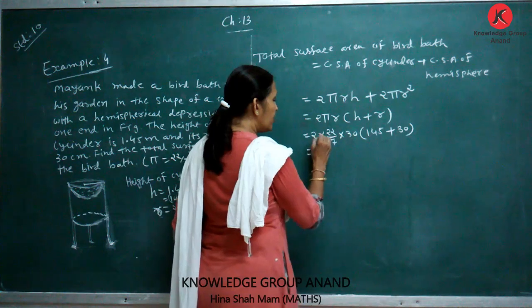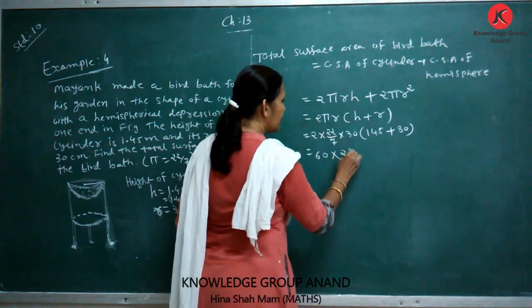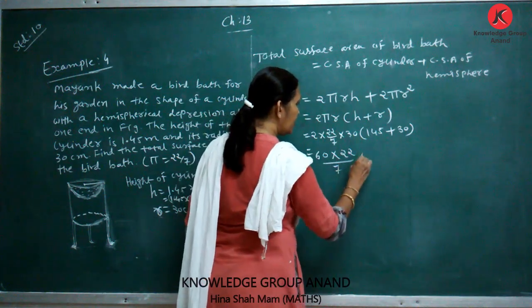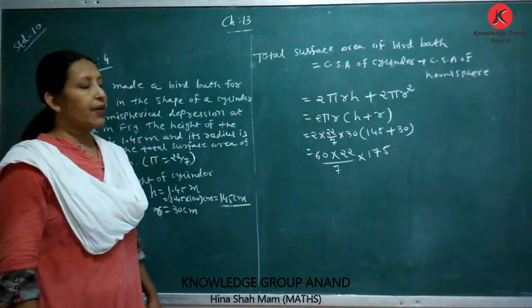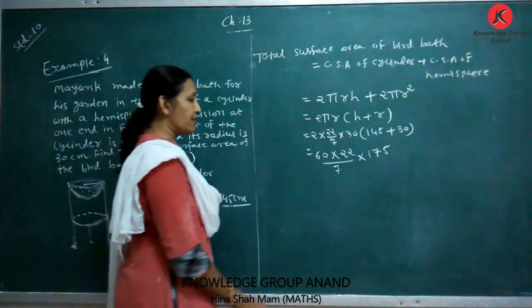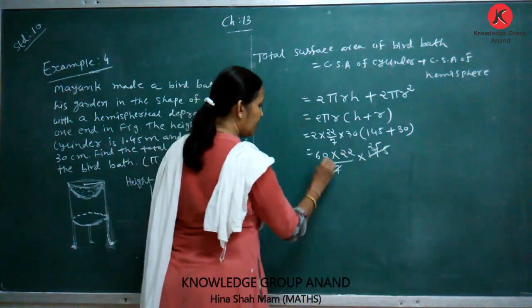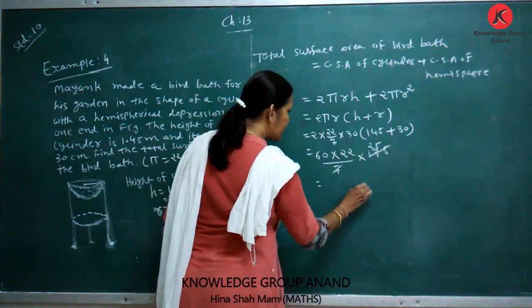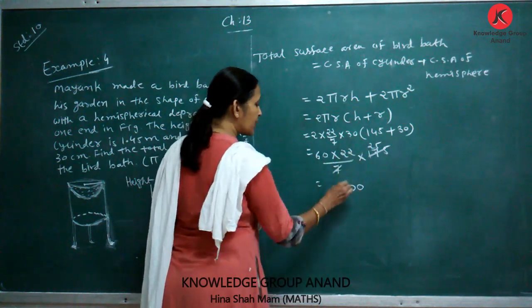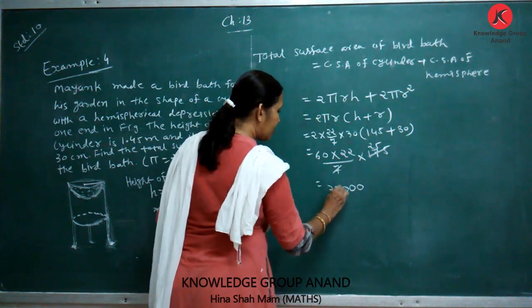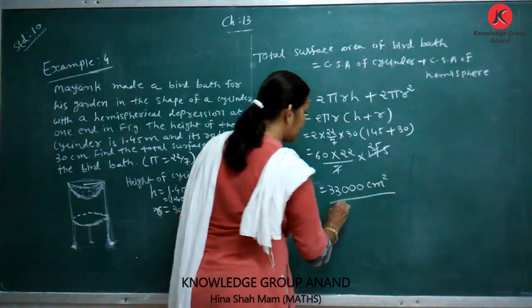22, 2 threes are 6, 60 into 22 divided by 7 into 175. 145 plus 30 is equal to 175. Calculating, we get 33,000 centimeters square.